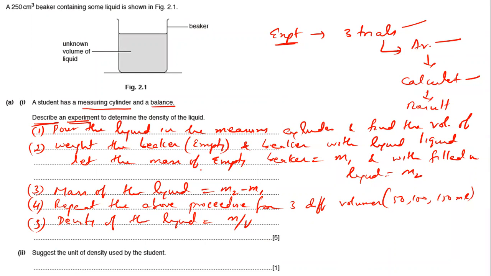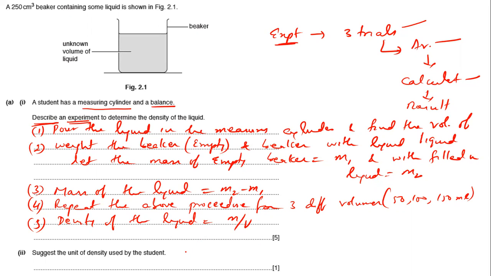Right. So this will give you 5 marks now. Suggest the unit of density used by the student. What is the density unit? It could be... This is only 1 mark, so don't use "could be", right? Give me only one answer here.